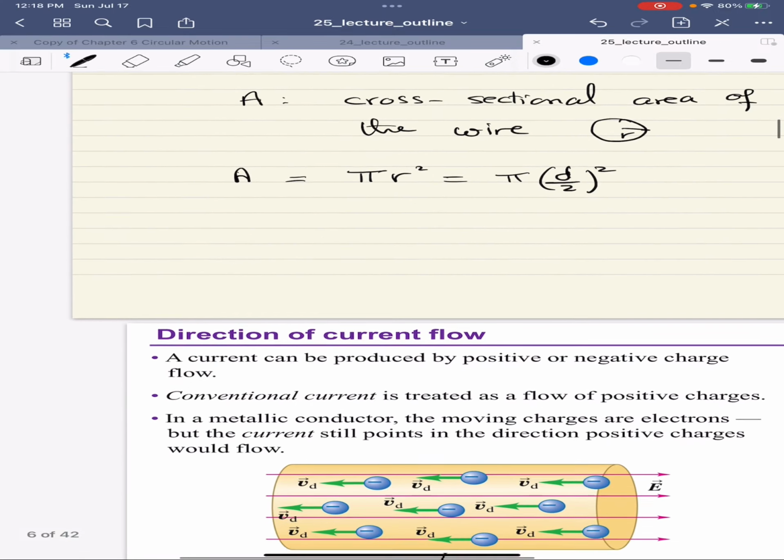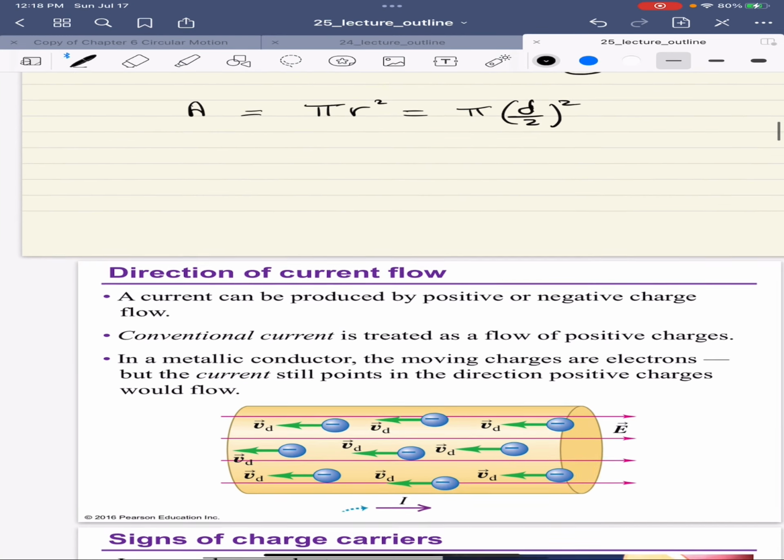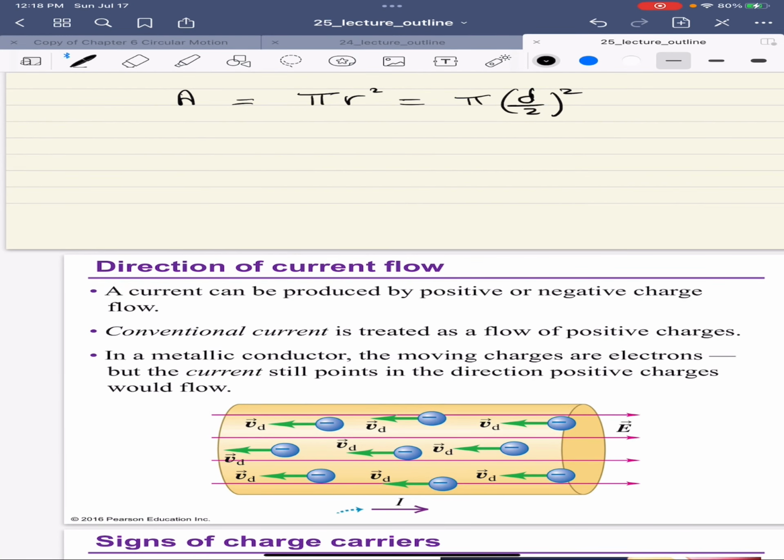Now, for the direction of the current, we are taking it as the direction of positive charges. It can be positive or negative. We will have something called conventional current, which is the flow of the positive charges, and this is what we are going to use in this course.